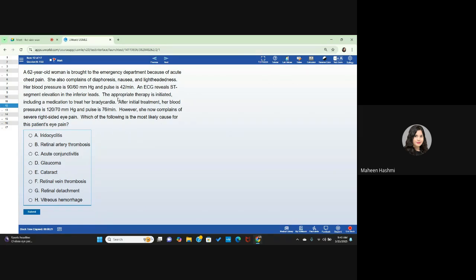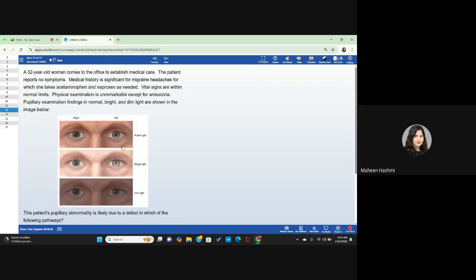The appropriate therapy is started, including medication to treat a bradycardia. I think we talked about this, so we're not going to do this again. Physical examination is unremarkable except for an anisocoria. What do you mean by anisocoria? Unequal pupils, asymmetry of pupil size.